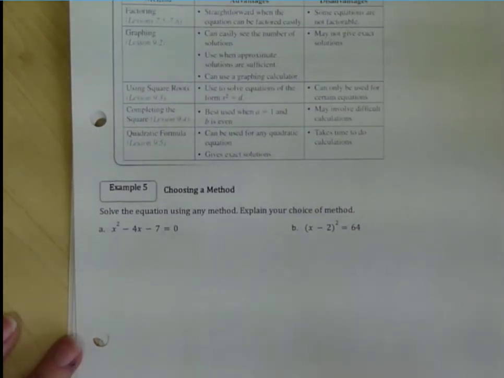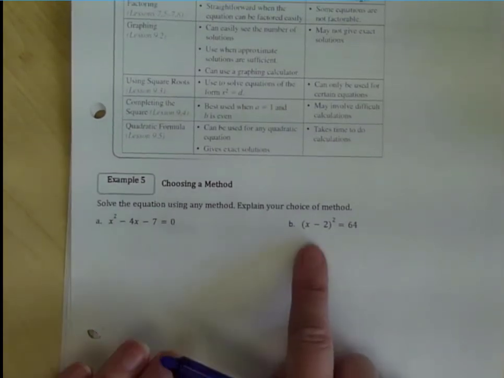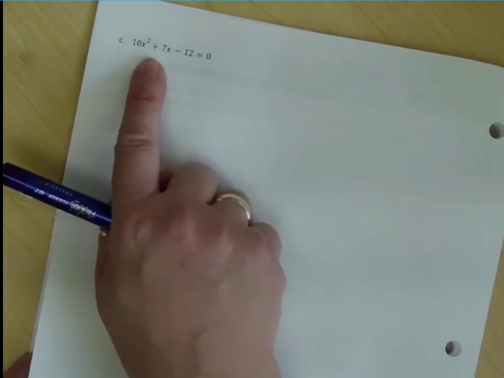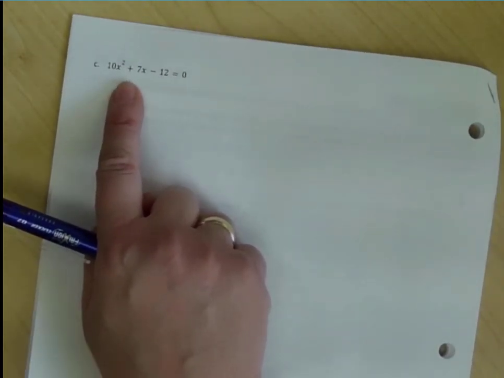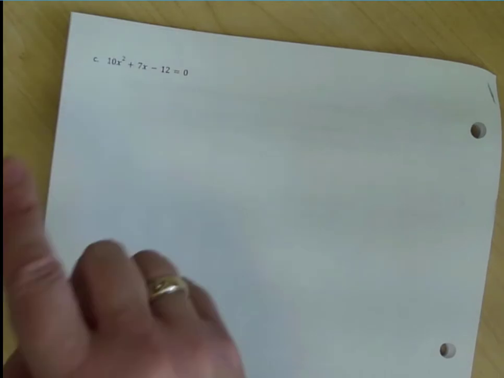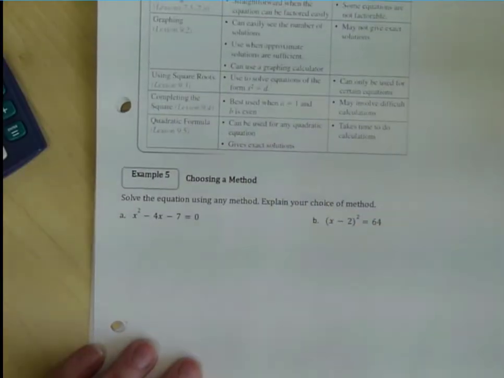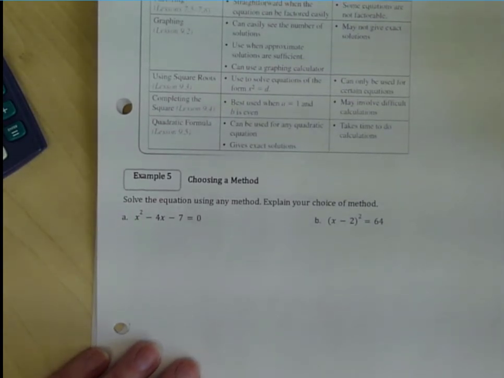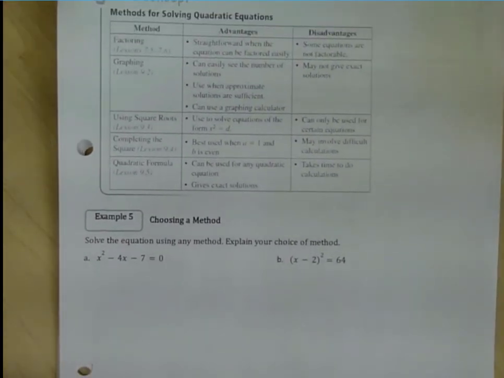So here's what I want you to do. I want you to do A, B, and C by any method you would like. It's up to you, your choice. You can do quadratic formula, completing the square, anything that will make your life a little bit easier. When you're done, I'm going to ask you to tell me how you chose to solve these. Go ahead and hit pause and solve your quadratic equations.